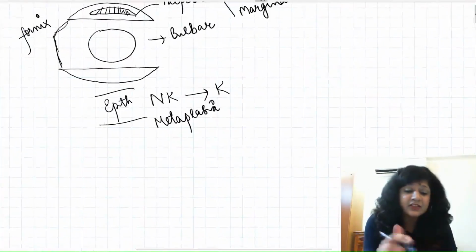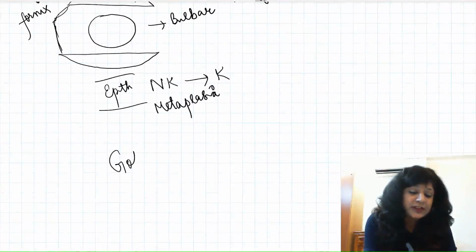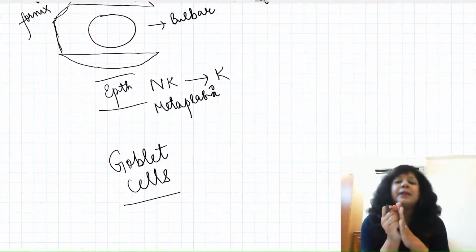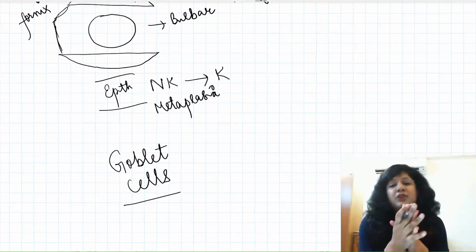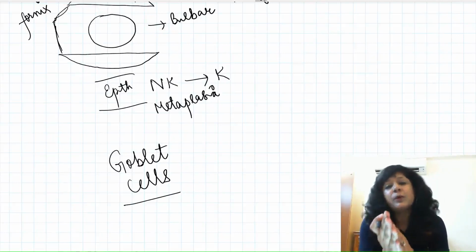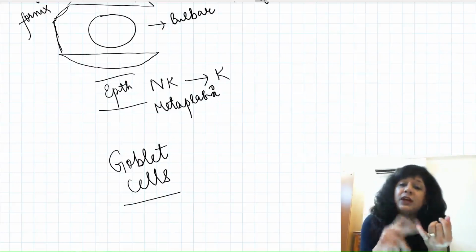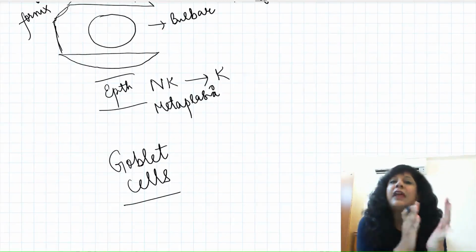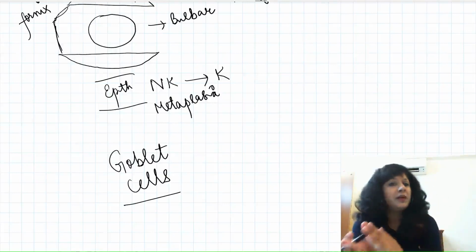There are cells which are very, very important present in the epithelium, and these cells are called the goblet cells. The goblet cells are basically present in all parts of the epithelium. Then we have a lot of questions asked on these goblet cells, like what is their purpose? Their purpose is mucin secretion.